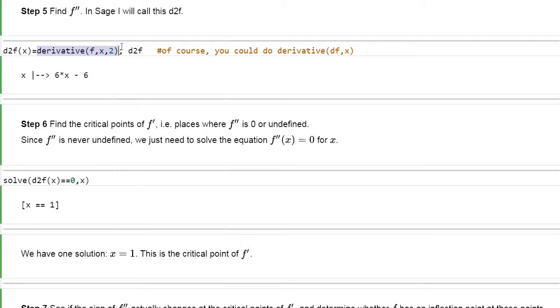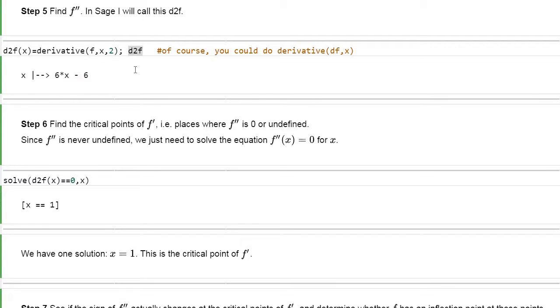Remember how to do the second derivative. Here's the function we're taking the derivative of. Here's the variable with respect to which we're differentiating. And then finally, this is the order of the derivative, so second derivative. It's also possible, like I said, to do the first derivative of df. Remember, df is f prime. So this is the derivative of f prime. You can do it either way. Remember, this definition doesn't produce any output, so I typed d2f, so it will produce the output.